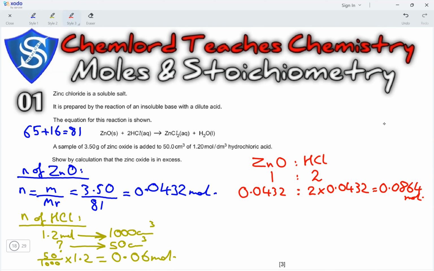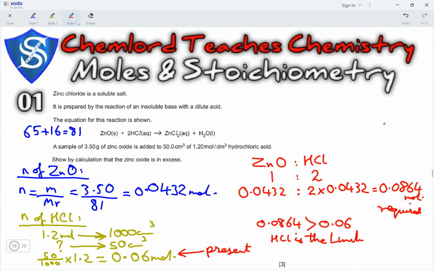So the amount of HCl needed to completely react with zinc oxide present is 0.0864, whereas this is required and this is present. So 0.0864 is greater than 0.06, which means HCl is the limiting reactant, and this makes ZnO the one that is present in excess.